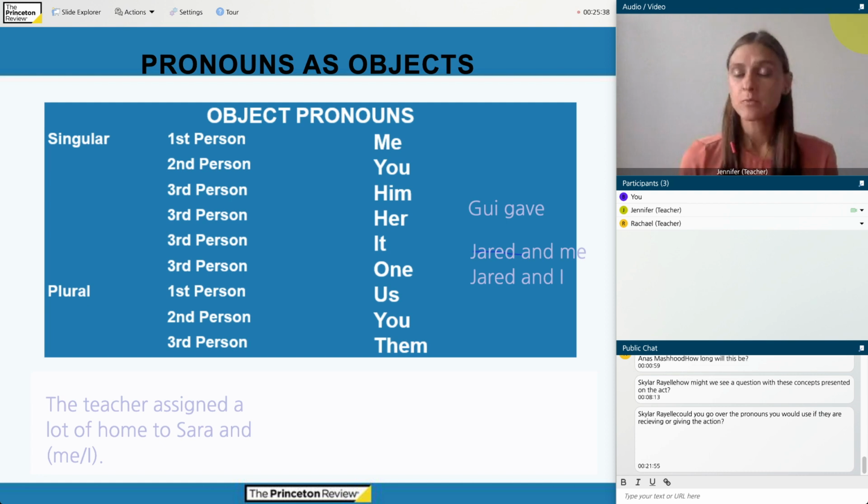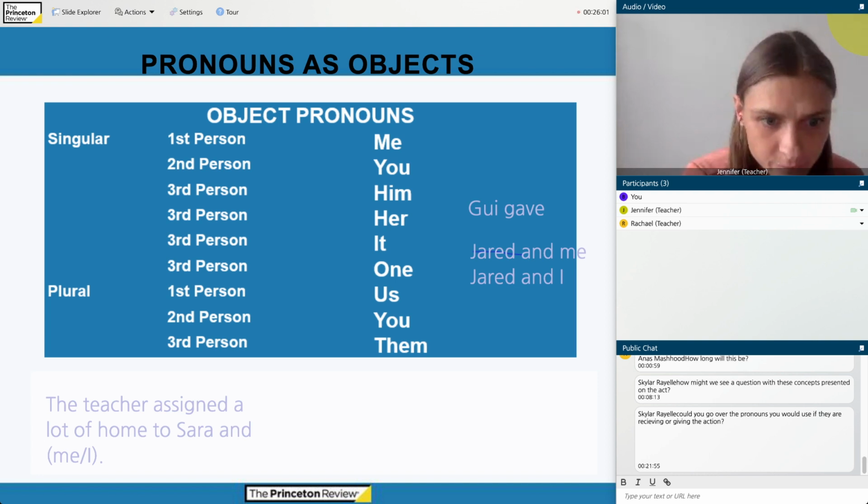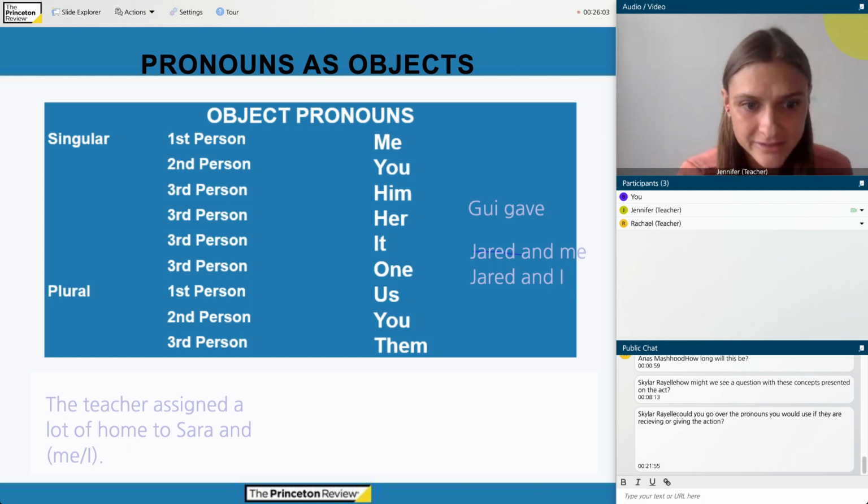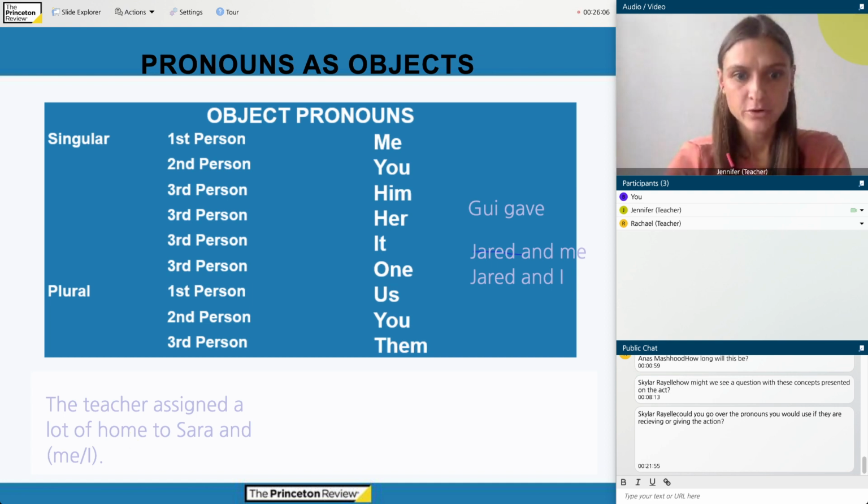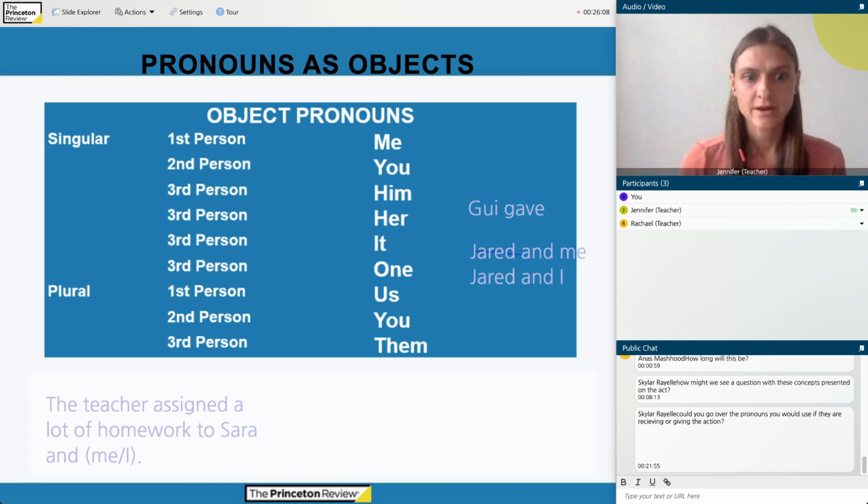A lot of people misuse the me versus the I because for some reason we are always told, no, it's and I, it's and I. But sometimes it's and me. It's only and I when the pronoun is the subject of the sentence. So in this case, the teacher assigned, teacher is your subject, assigned is the verb, and assigned what? Oh, that's supposed to say a lot of homework. I just realized I didn't write homework. There we go. To Sarah and me.